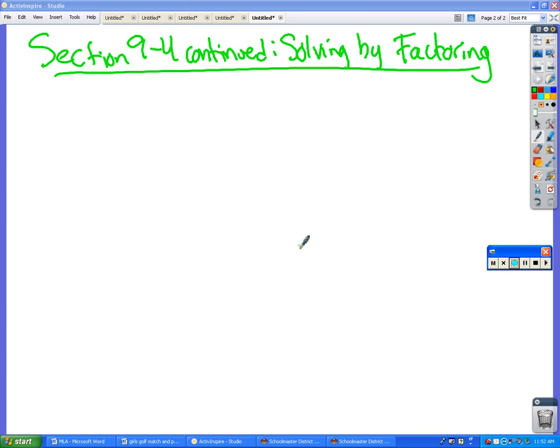I can't see. All right, so today we're going to build on what we did yesterday. So let's recall what we did yesterday. Yesterday we started with this situation right here where you had x plus 1 times x minus 5 and it has to equal 0. And what we talked about yesterday is for two things to multiply together to equal 0, what has to be true about one of the two things? One of them has to be 0, okay?